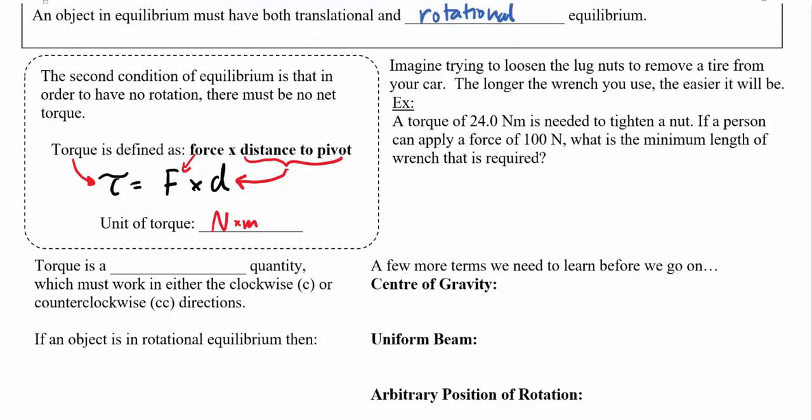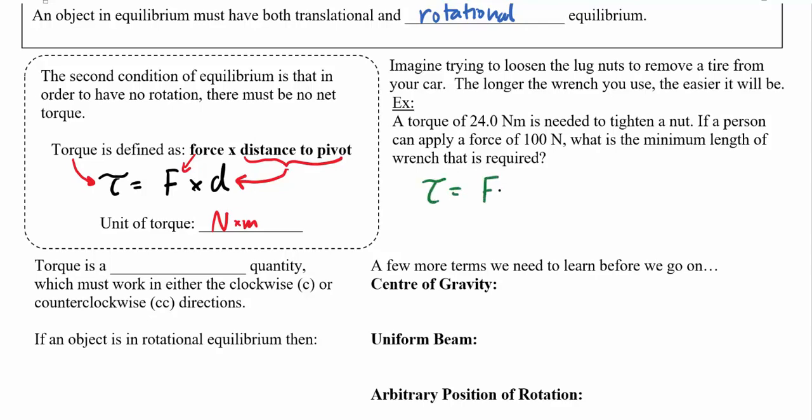So imagine you're trying to switch the tire on your car, and you need to loosen all the lug nuts, and you're using a wrench to do so. Obviously, doing it by hand would be very difficult, but if you have a wrench and that wrench is long enough, then it's actually fairly simple. If you need 24 Newton meters of torque to tighten a nut, and you can only apply 100 newtons of force, how long of a wrench do you need?